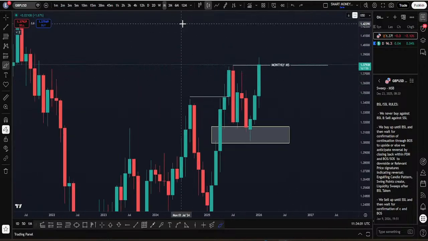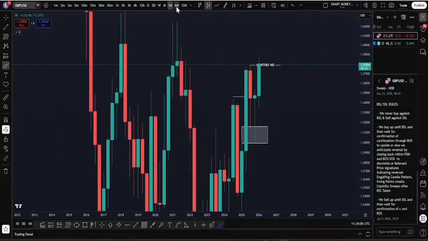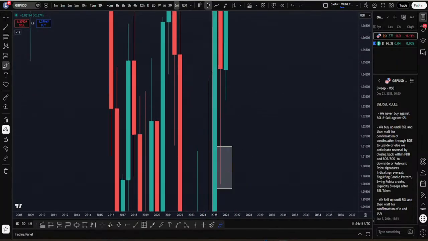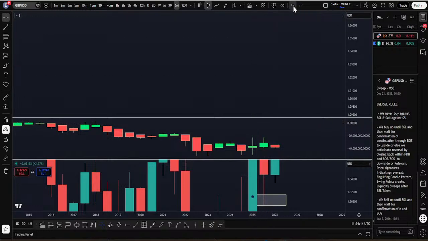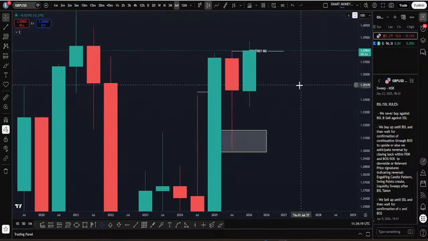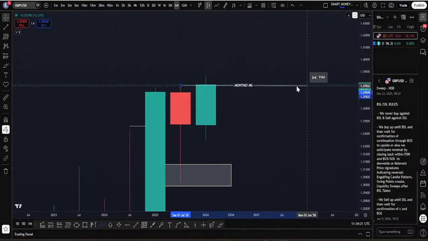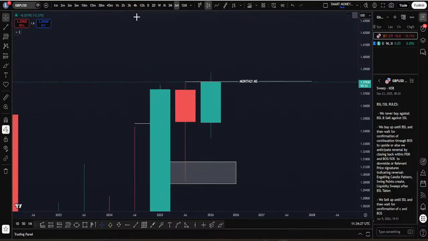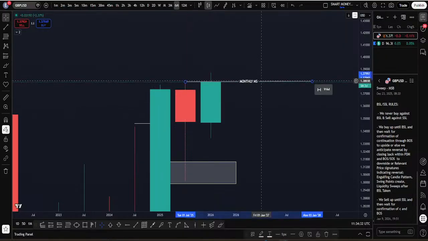What I'd also like to do is potentially go back a bit. If you go back to the 6 month, even the 12 month, technically, we've taken the 6 monthly high. So we've gone and taken this 6 monthly buy side liquidity. I'm going to put this in there for my own reference here: 6 month buy side liquidity taken.